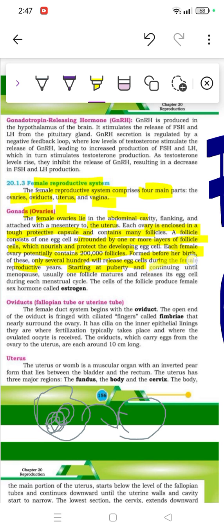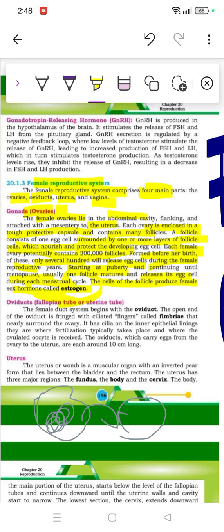Then they continue through the menstrual cycle. One follicle matures and releases the egg cell during each menstrual cycle. The follicle also produces a sex hormone called estrogen. So I'm sure it's clear to you. This means they produce the female sex hormone called estrogen, which is quite important.